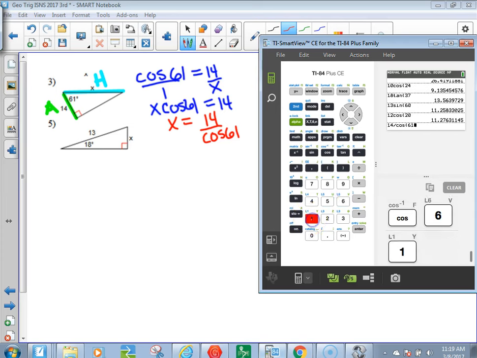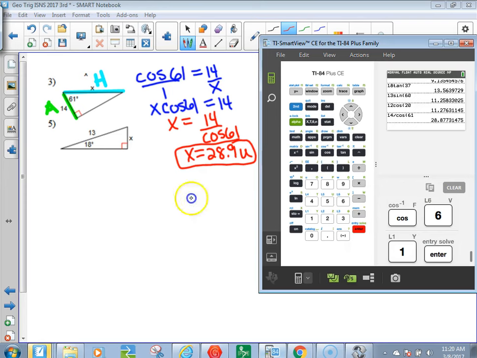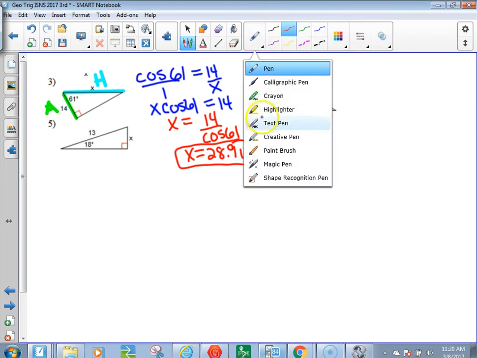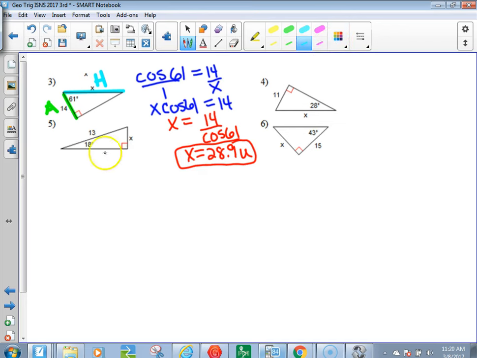It is the way to find the missing sides in a right triangle. Okay, so x is 28.9 units. We just were able to find, using right triangle trig, the length of a missing side. Okay, so it's good to identify your hypotenuse right away. I'm going to go to number 5 just because it's right underneath that one.